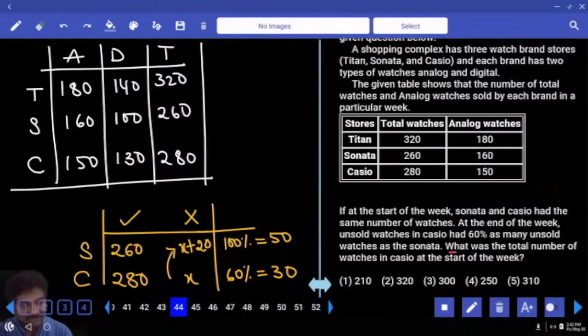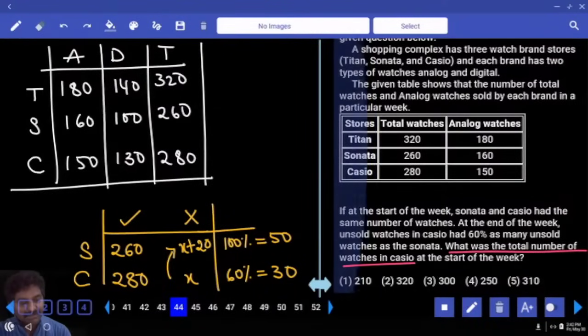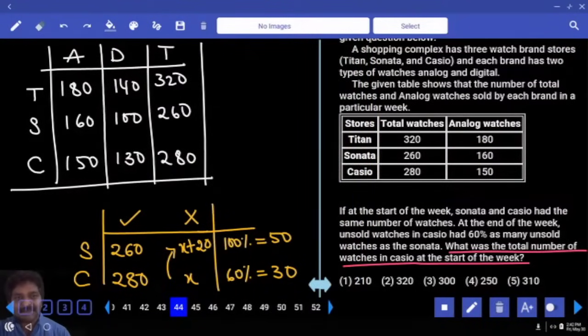What exactly is the question? What was the total number of watches in Casio at the starting of the week? Whether it is Casio or Sonato, the initial starting value is the same, right? Answer 310. Understood?